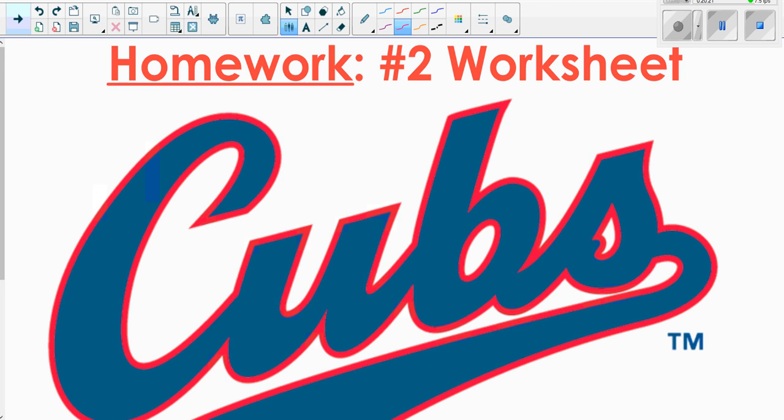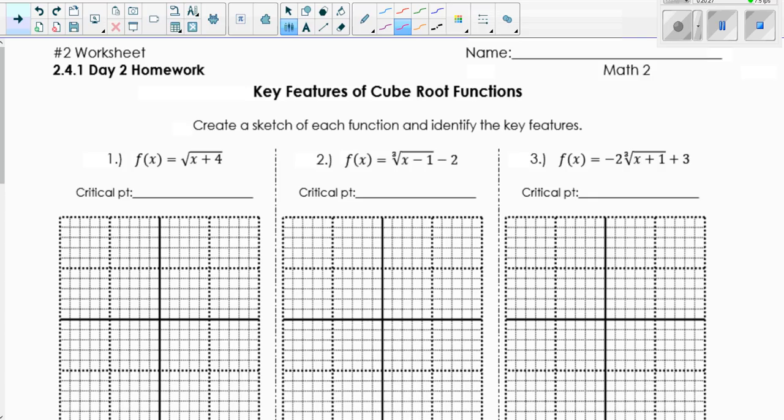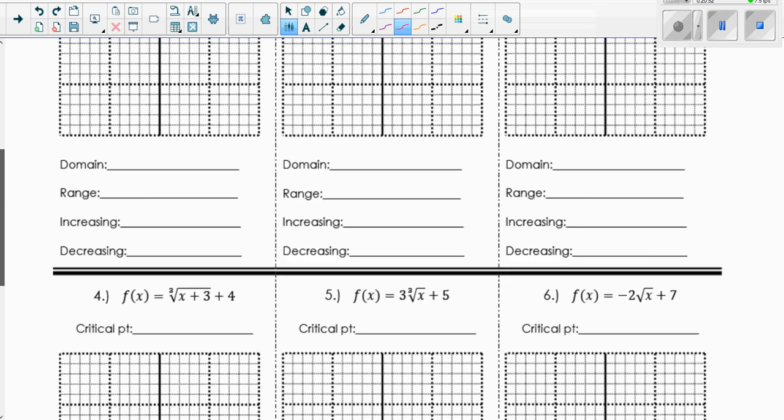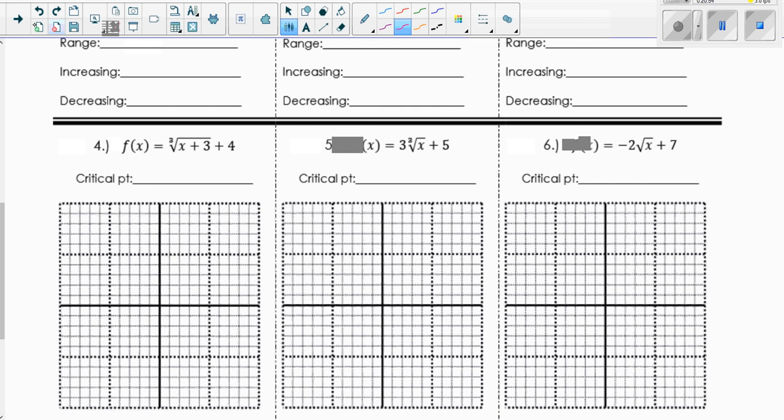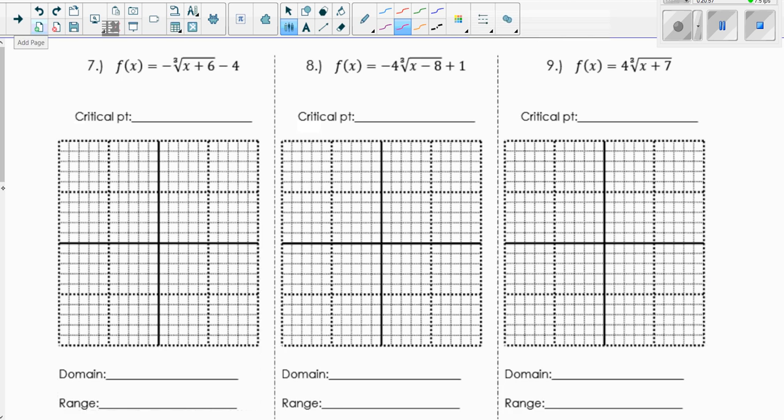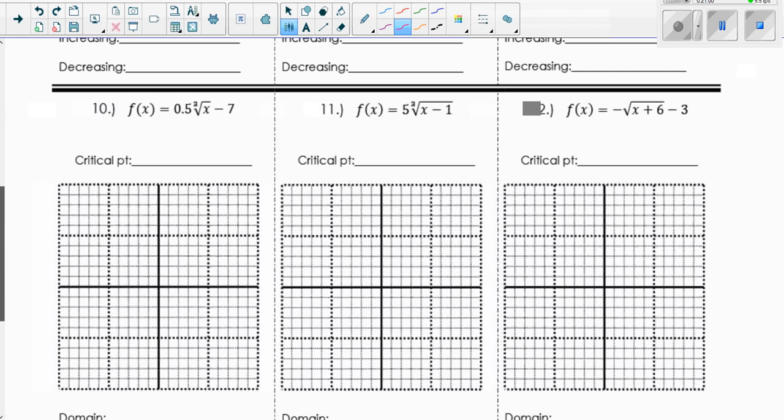Okay? Your homework is worksheet number 2. It will have a mixture of cube roots and square roots. So I want to point that out because a lot of times I've seen you guys just jump right into assuming that everything is cube root. Notice that this is a square root. So your function should look something like this. Whereas a cube root, if this is your critical point, your function would look something like this. So notice cube root, square root. Just pay attention to what operation is actually happening.